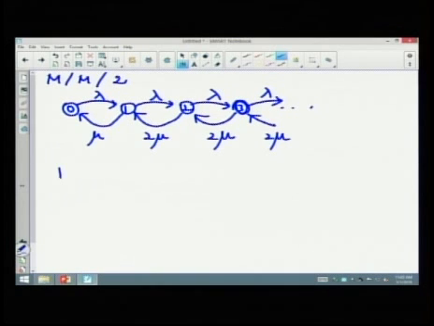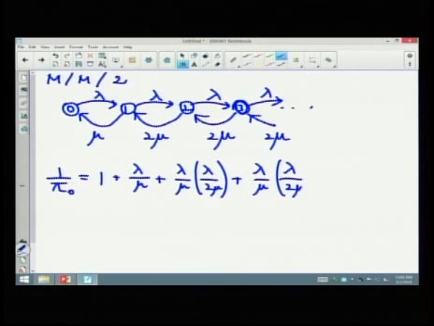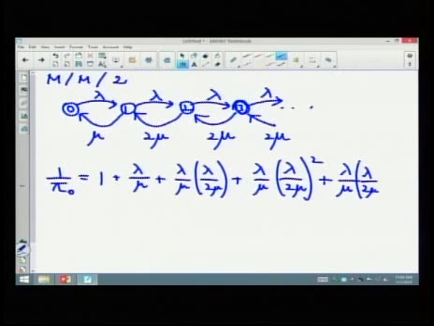Now, again, using the streamlined version of the balance equation, we can determine the steady-state probability distribution, which is lambda over mu, plus lambda over mu times lambda over 2 mu, plus lambda over mu times lambda over 2 mu squared, lambda over mu times lambda over 2 mu cubed, and so on. Is that right?